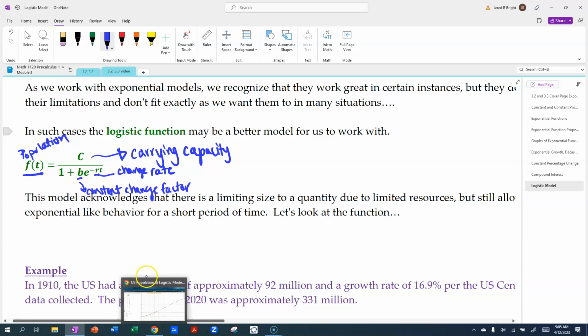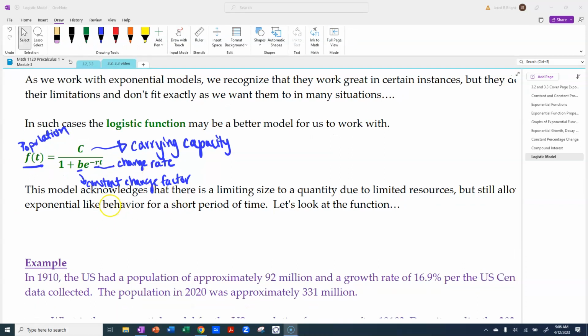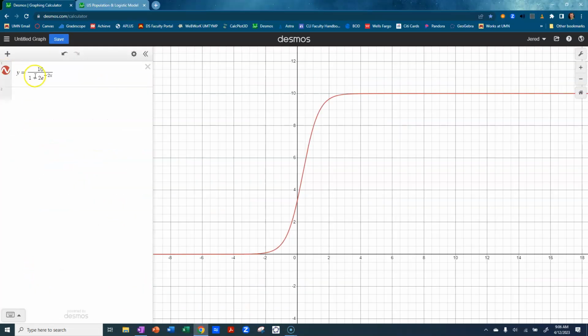Okay, and so since this model is a little weird, I think it's a good idea if we just see what it looks like. And if we look in Desmos, I just made a silly willy-nilly function, a logistic function here for us to look at. Okay, we see 10 is the value of C, 2 is that change factor, and then we have a change constant, right, of 2 in here as well. And if we put those in, this is the sort of shape that we see.